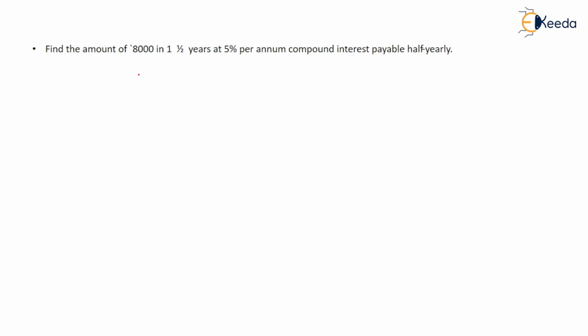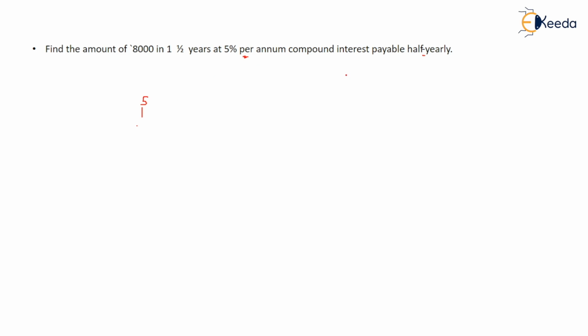Next question. Find the amount of 8,000 in 1.5 years at 5% per annum compound interest payable half yearly. Okay, this is your compound interest, that is 5% per annum, and you have to find for 1.5 years. Okay, so you know that for the first year it is 5%, right? For half yearly they told you, right? On a half yearly basis you have to find it out.